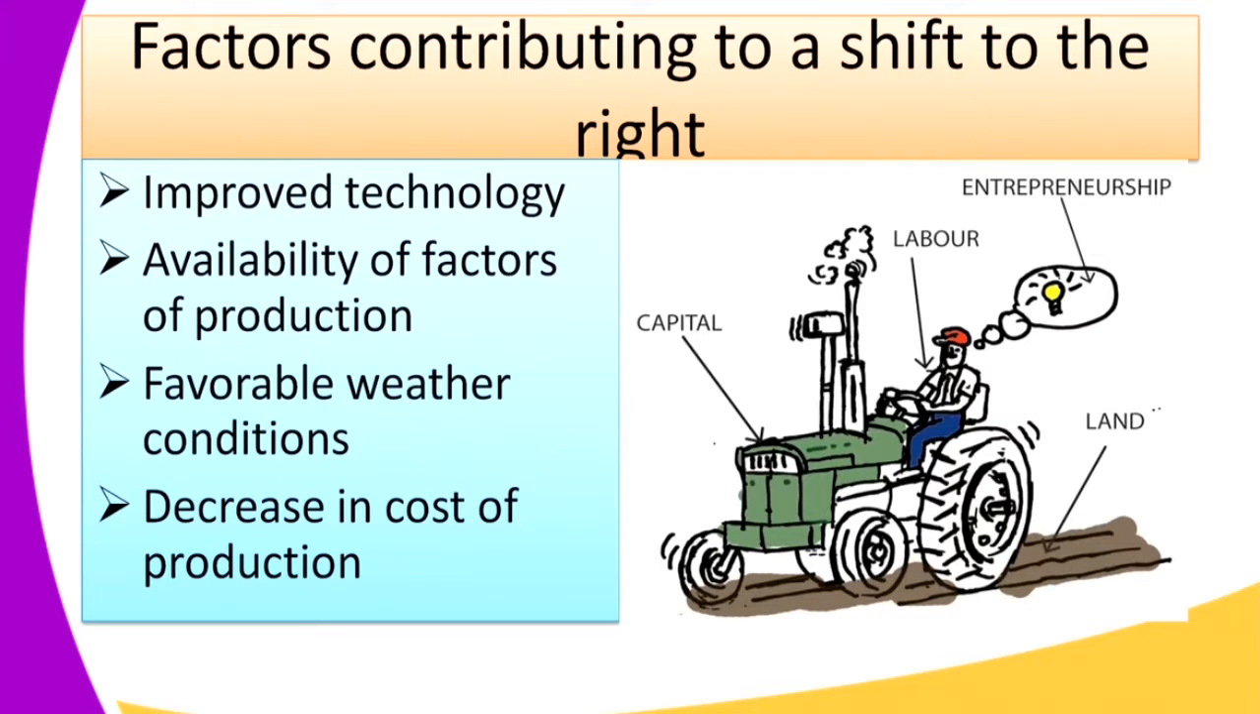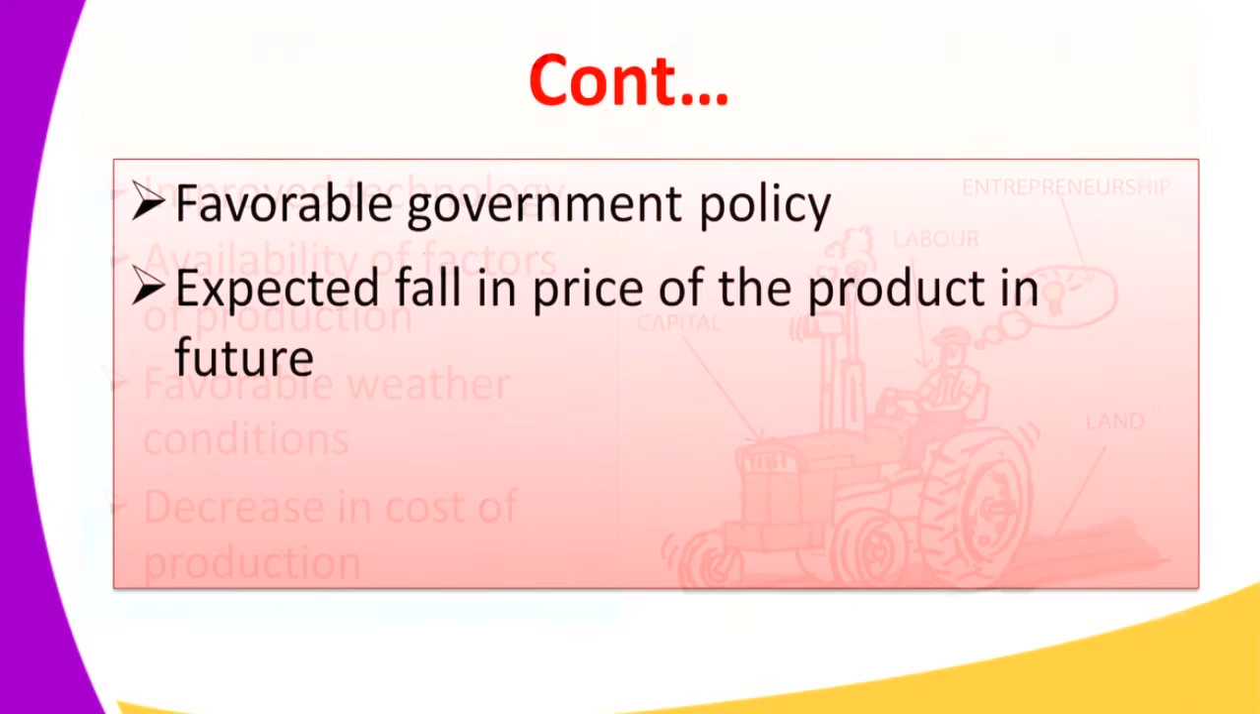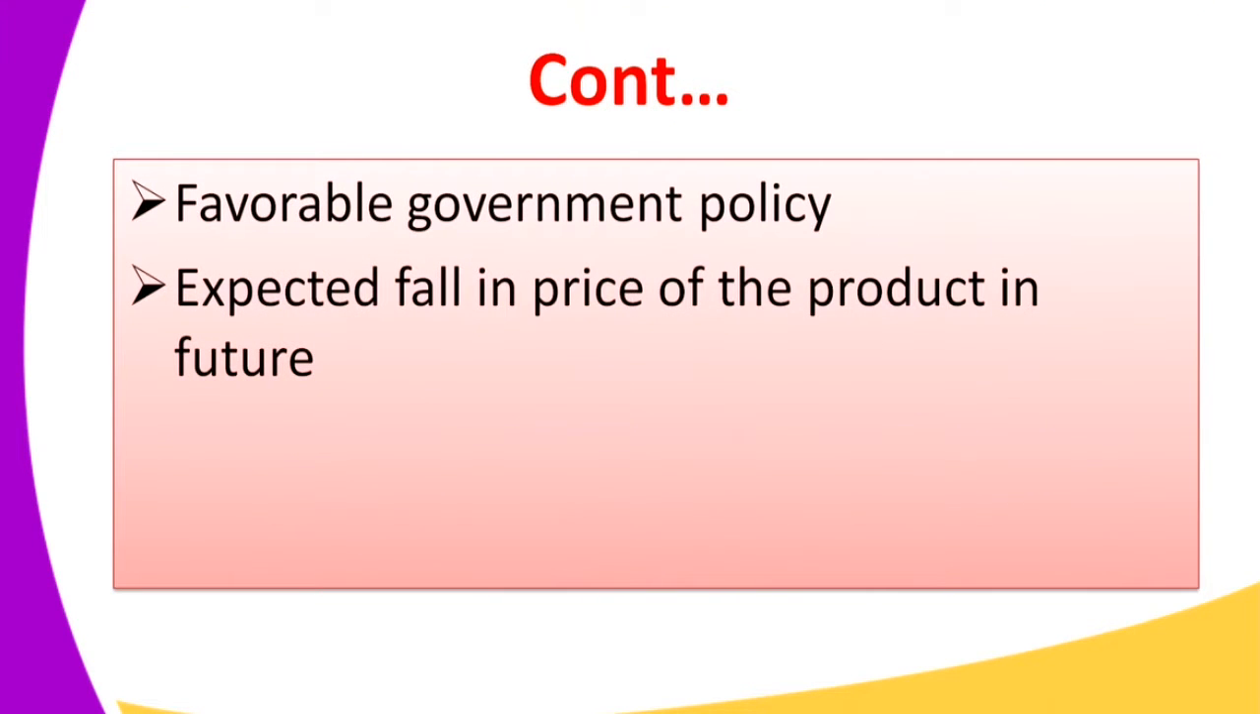The other one is decrease in cost of production. If the cost of production is reduced, the price of the final product will be cheaper. People will demand more, and you have to supply more. The other one is favorable government policy, like giving tax holidays, reducing tax. When that is reduced, the price of the product becomes low. People demand more. You're able to supply more.